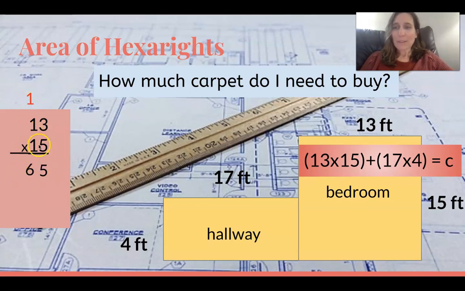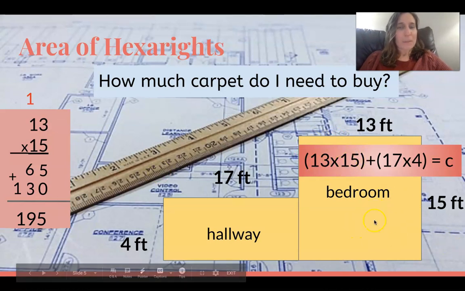Now let's multiply everything by this 10 over here. 10 times 3 is 30. We don't have anything to carry, 30. And 10 times 10 is 100. Then we're going to add up these two partial products and get 195. We're not done yet. That's only the area of the bedroom, right?